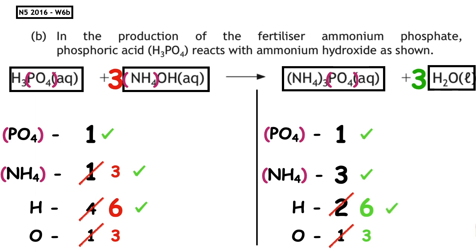How many oxygens do I have on the left? I have 3. Oxygens on the right, I have 3. They balance. I double check that everything has ticks next to it, which it does, which means we have balanced this equation.